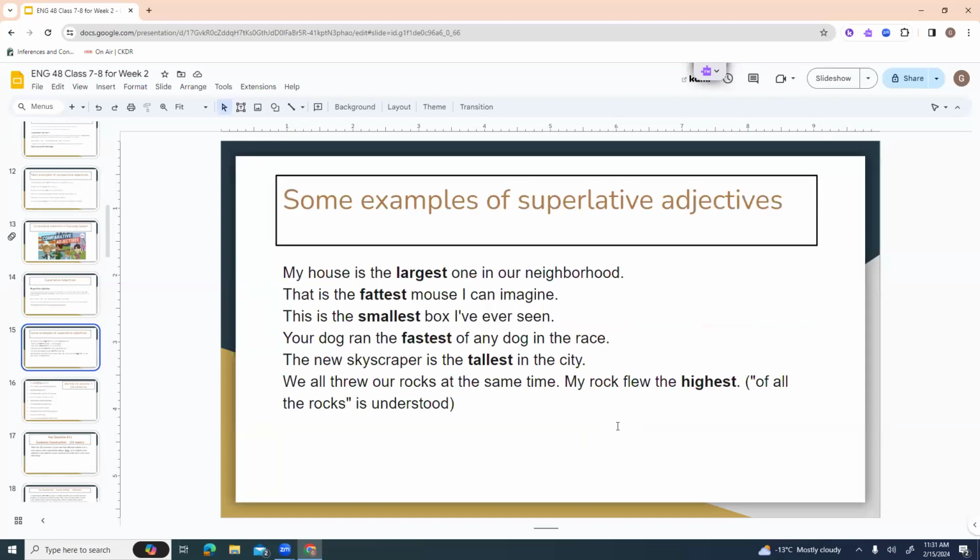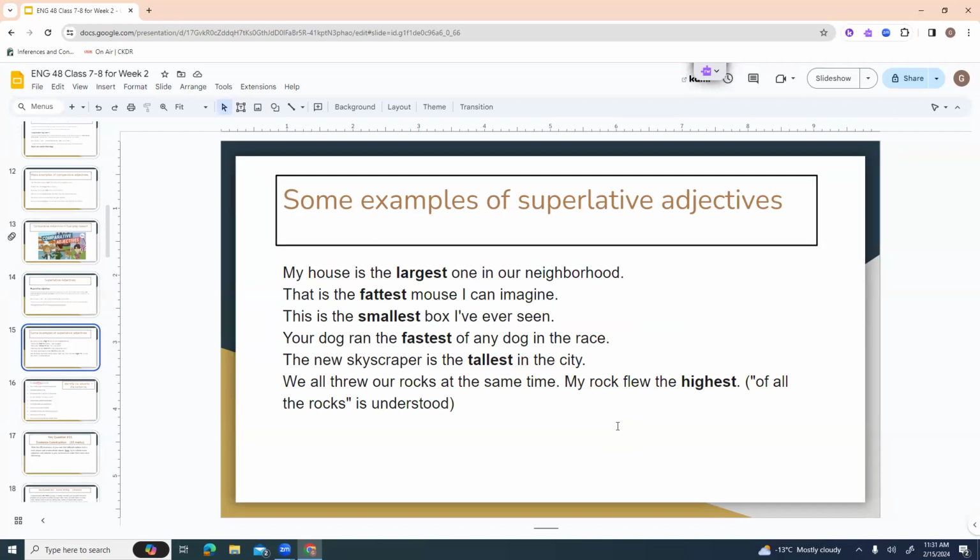Okay, let me see. Here are some examples. My house is the largest one in our neighborhood. That is the fattest mouse I've ever seen. This is the smallest box I've ever seen. Your dog ran the fastest of any dog in the race. The new skyscraper is the tallest in the city.